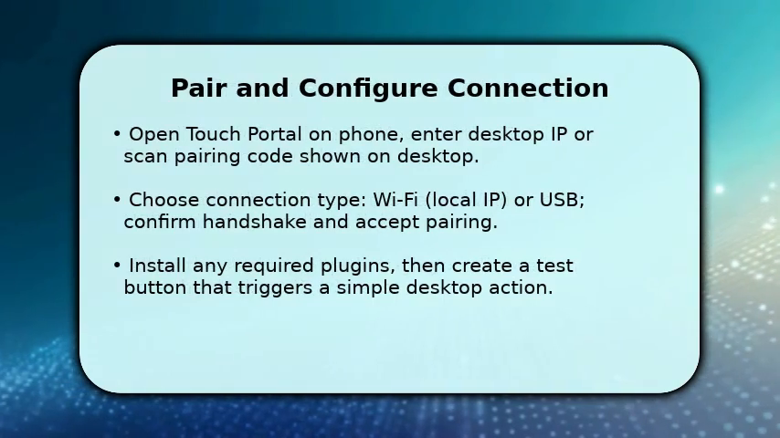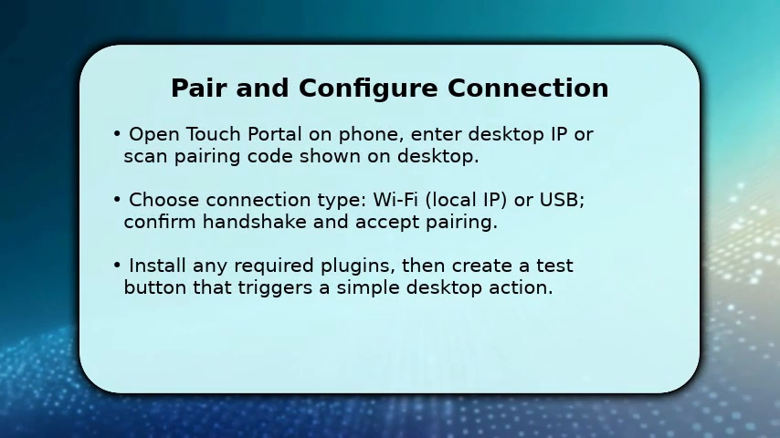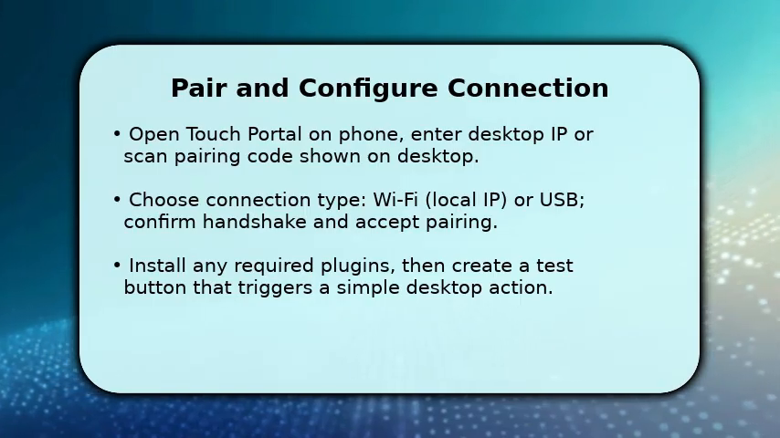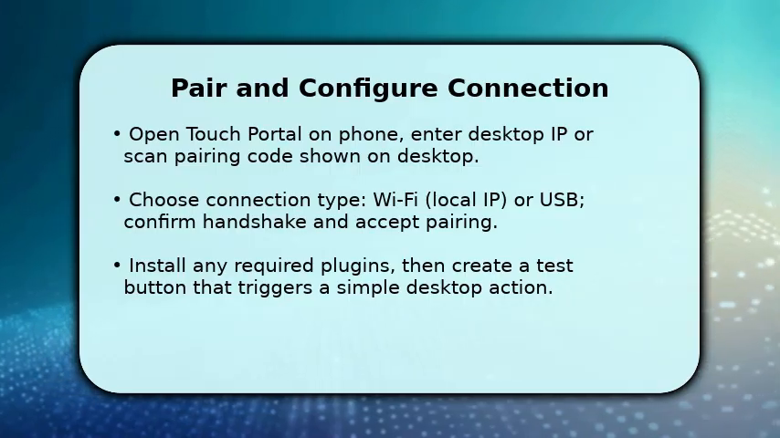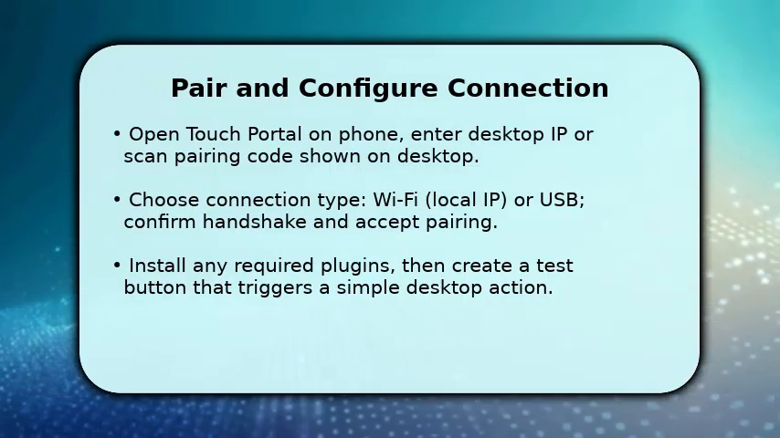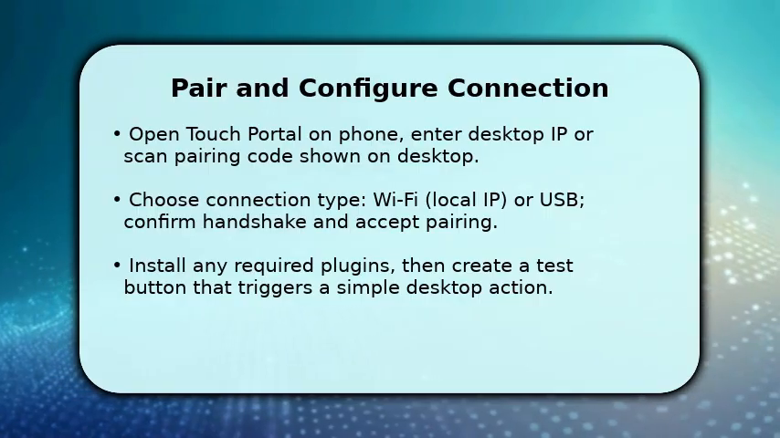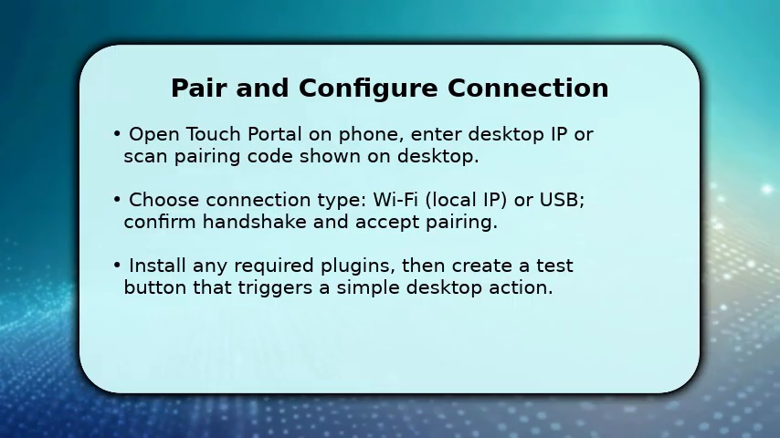Now on your phone, open the Touch Portal app and enter the desktop IP address or the pairing code shown in the desktop client. This completes the handshake. Choose Wi-Fi for convenience or USB tethering for lower latency. Make sure the selected port matches the desktop setting.